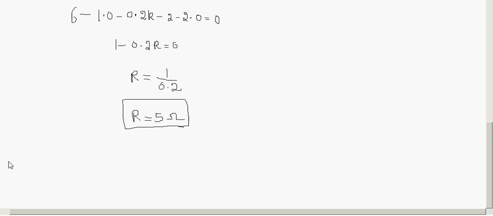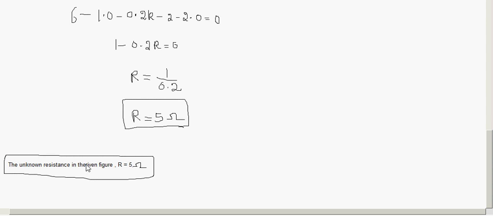The unknown resistance in the given figure, R, is equal to 5 ohm.